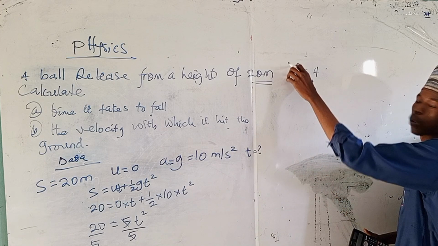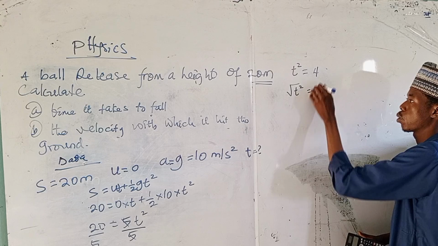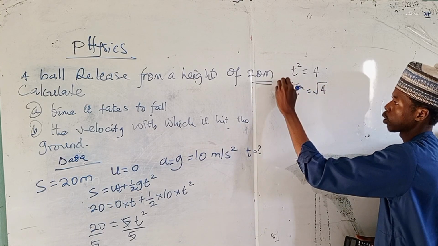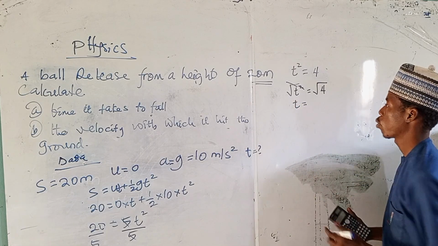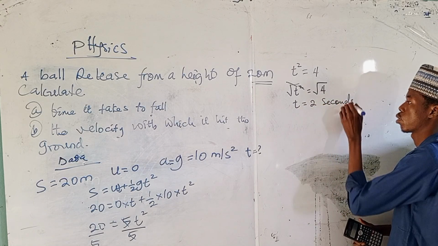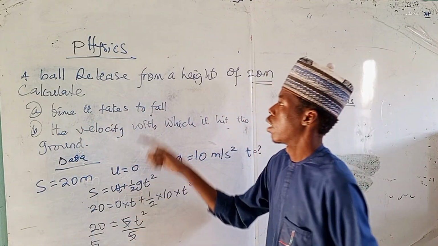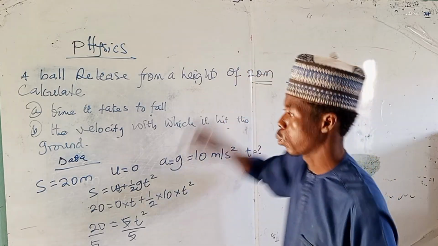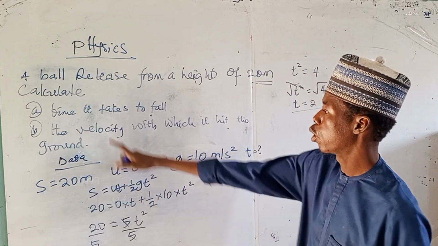Now, in order to get t, we will take the square root of both sides, which is t squared equals the square root of 4. So the square root will cancel the square, and then we have t equals square root of 4, and the square root of 4 is 2. So now we have 2 seconds. Now we have found the time it will take a ball released from a height of 20 meters to hit the ground. So finally, we are going to find the velocity.